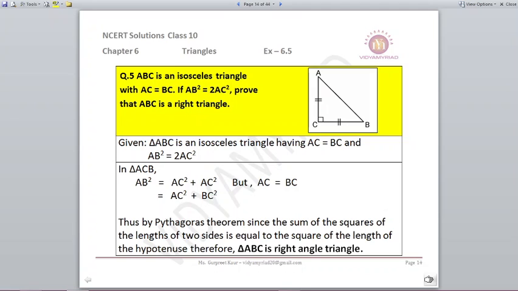So what does it mean? By applying the Pythagoras theorem, we can see that the sum of the squares of the lengths of two sides is equal to the square of the length of its hypotenuse. It means ABC is a right angle triangle.